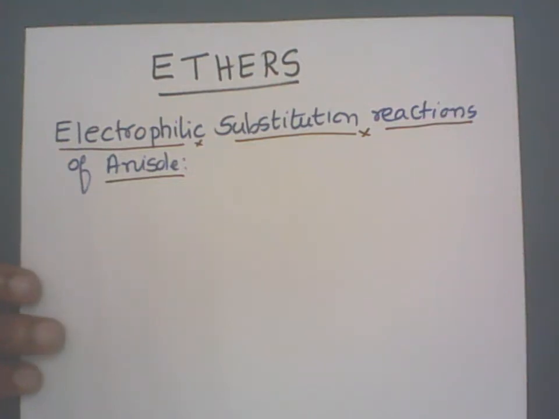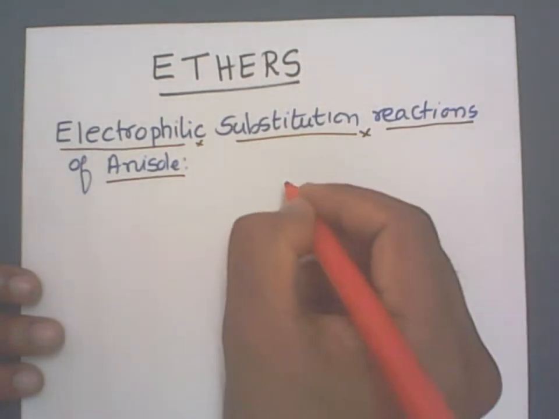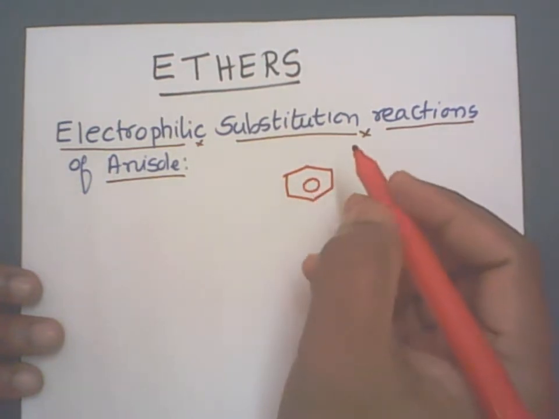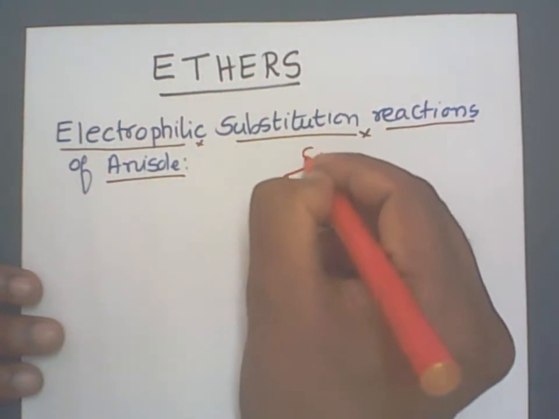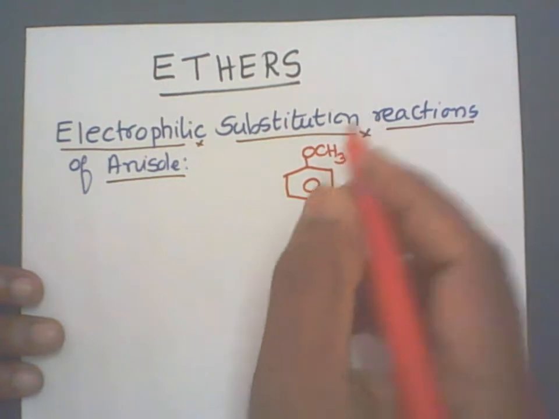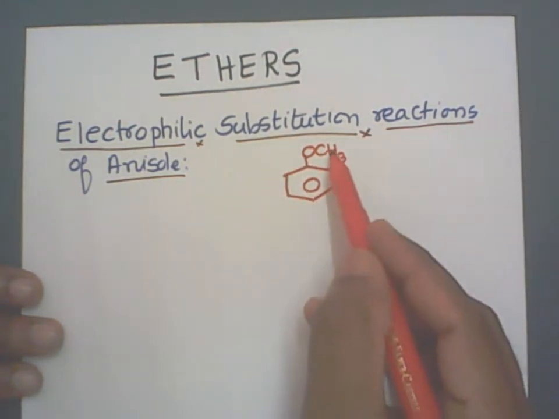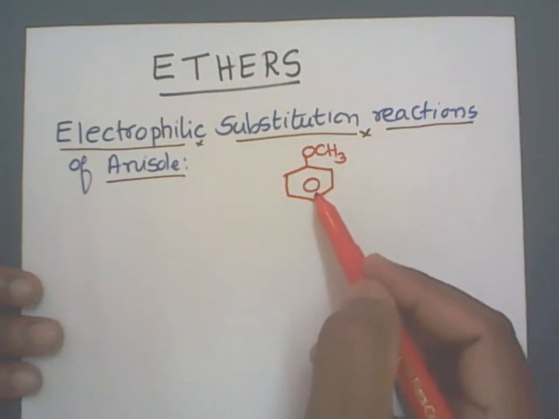Hello students, in this video I will explain electrophilic substitution reactions of anisole. We have studied the structure of anisole. What is anisole? Anisole is a benzene ring attached to the OCH3. It is an ether. To the ether functional group, an alkyl group and benzene are attached.